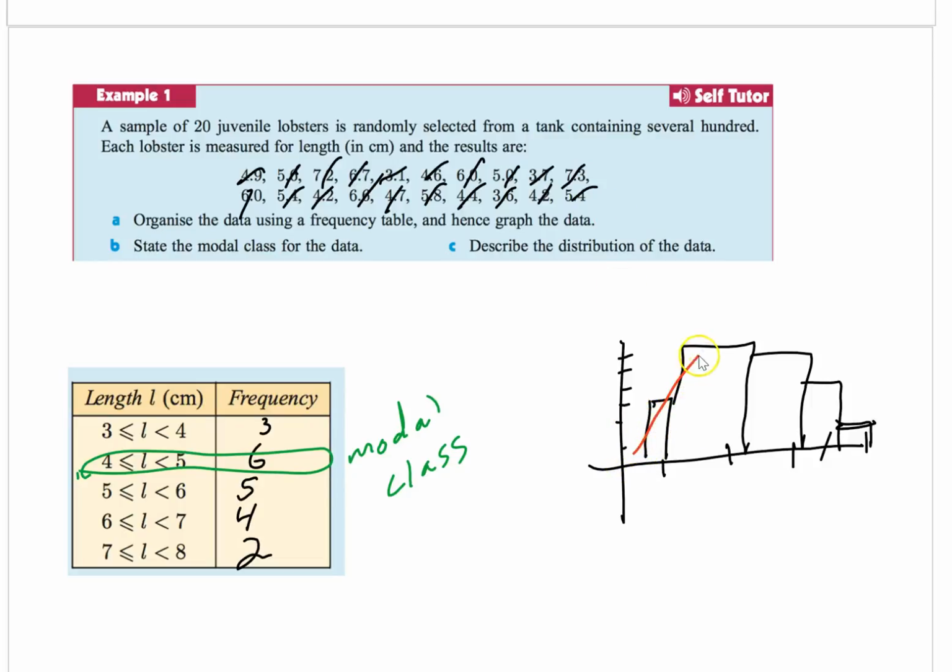Now I want to look at the type of distribution it has. If you kind of follow it, it's a positive distribution, because right here, look at the tail. And that's that problem.